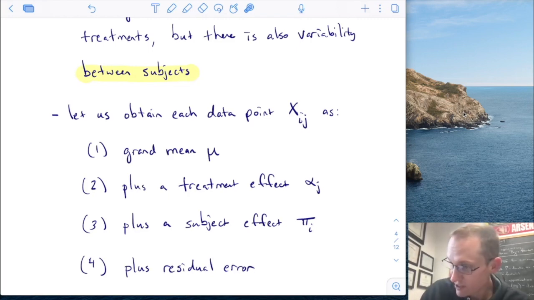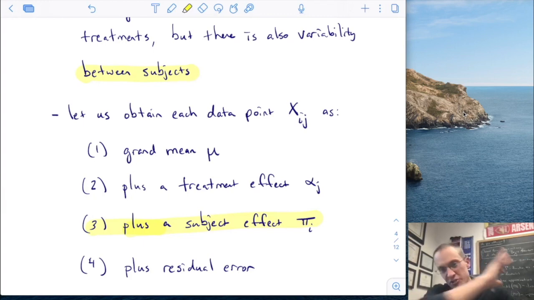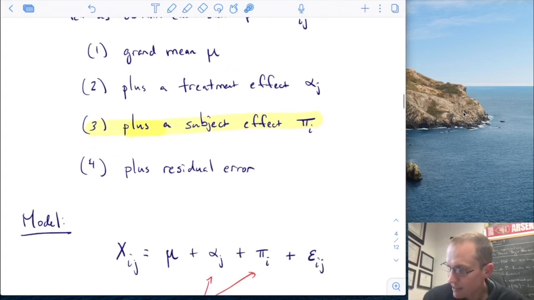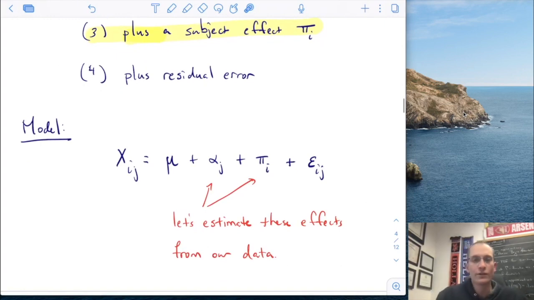So what's new? What's new is this part right here. We're adding a subject effect. We're accounting for or modeling the variability between subjects as well as the variability between the treatment conditions. This is exciting. How do we do this? Well, let's write out the formula. The formula will look very similar to the last example that we did, except for one thing, and it'll be that little pi i term. It's still mu plus alpha j plus the epsilon ij's, but this participant or subject effect is new.